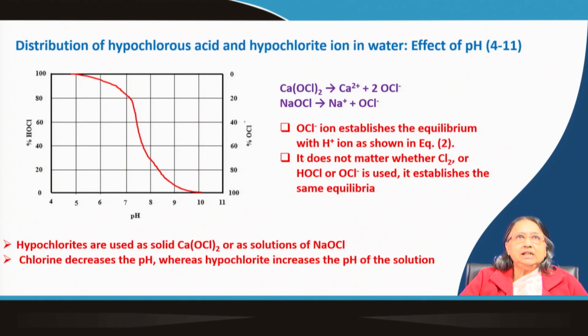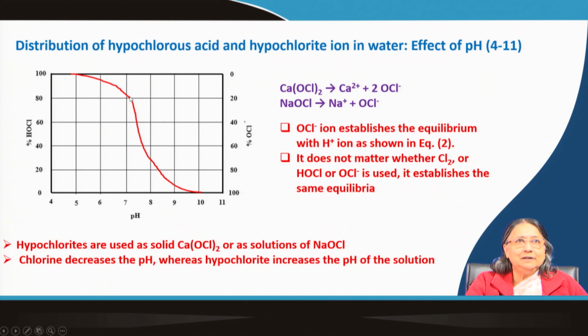Now, this is the distribution of hypochlorous acid and hypochlorite ion. This is the second equation that is predominating at higher pH, say for example 4 to 11. Here also the effect of pH is there. So, pH you see 4 to 11, and on this side it is percent HOCl and on this side percent OCl minus. Starting from 0 it is 100, and in the opposite direction 0 to 100.